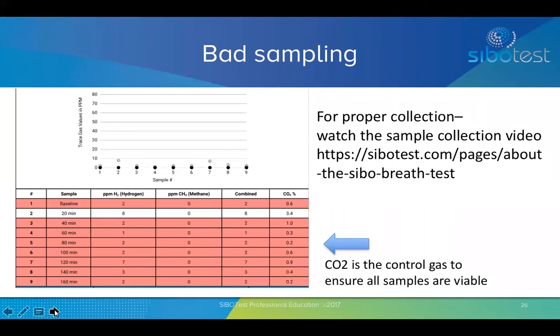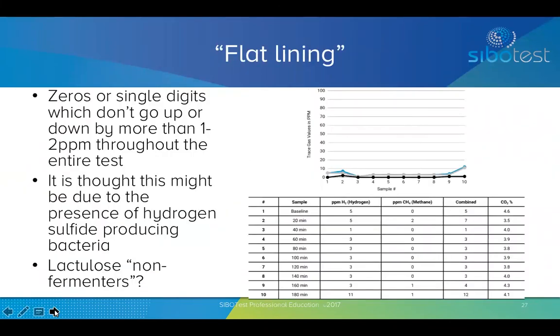Now, the infamous flatlining, and I say infamous because there is a lot of discussion around flatlining, meaning that it is always hydrogen sulfide, and that may or may not be the case. So hydrogen sulfide, as I mentioned, is the third gas that's currently not yet measured by the breath tracker that almost every lab is using that's out there that does any sort of SIBO testing.